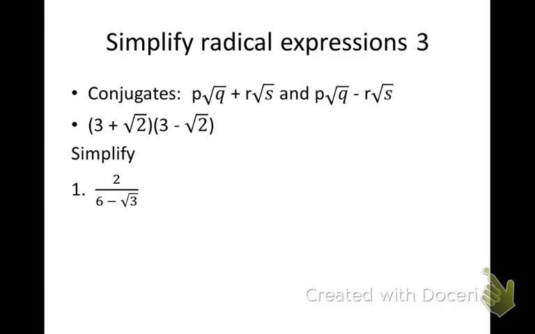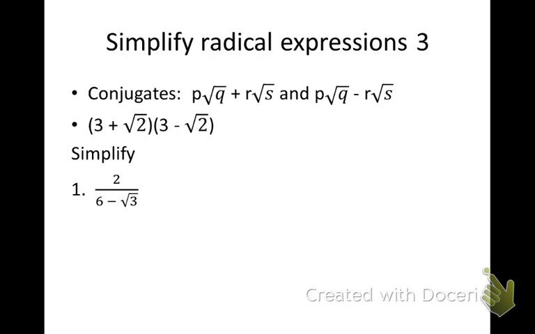So today in simplifying radical expressions, we're taking another step. We're going to have to simplify when a radical is in the denominator, like this example, problem 1, 6 minus the square root of 3. So multiplying by the square root of 3 over the square root of 3 is not going to help us. So we're going to learn what's called the conjugate.